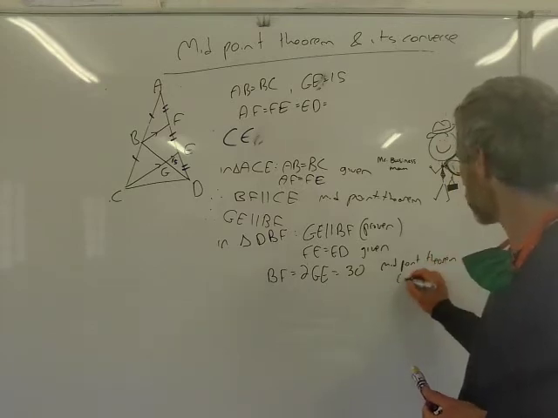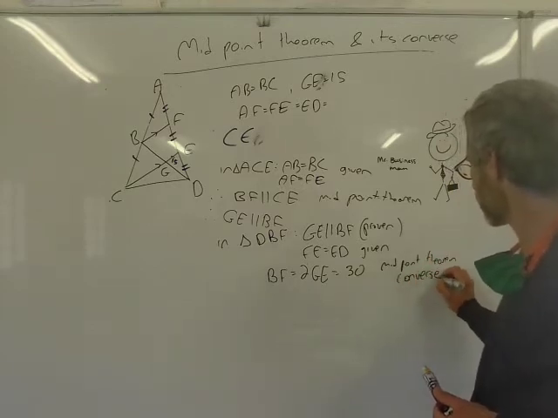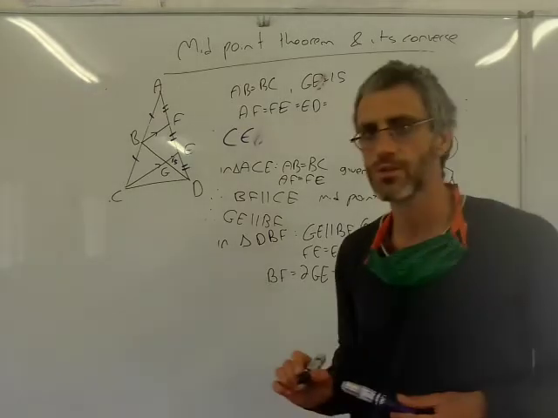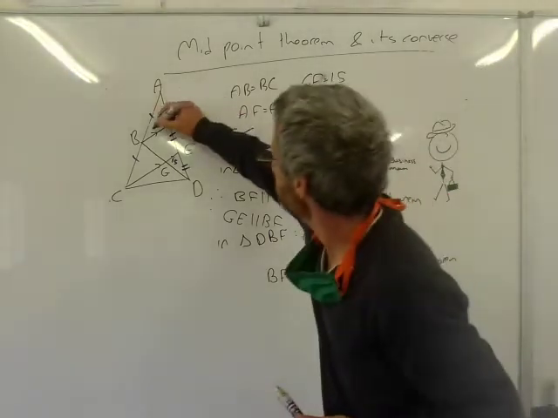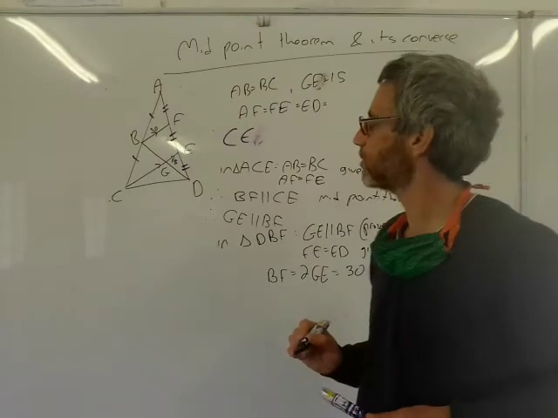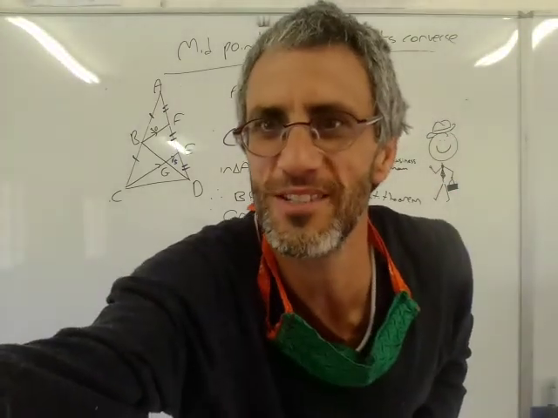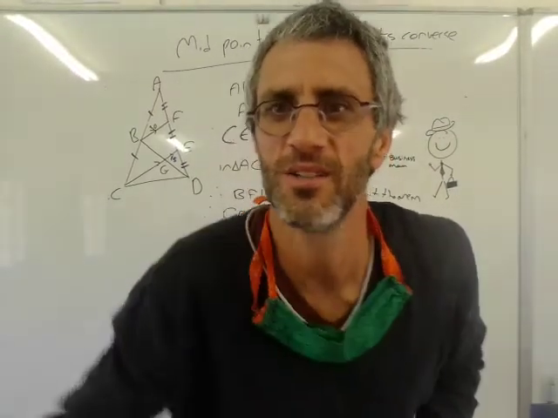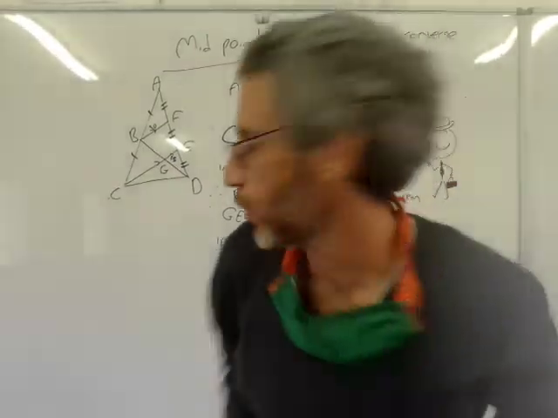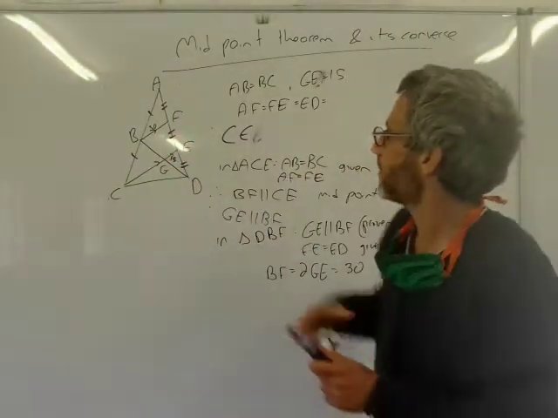And I really should say converse. I don't know how strict they are here, but I should really say converse. Okay? So now I know that this is 30. And now what should I do? I'll just pause here, see what you guys are going to tell me. So now I know that BF is 30.